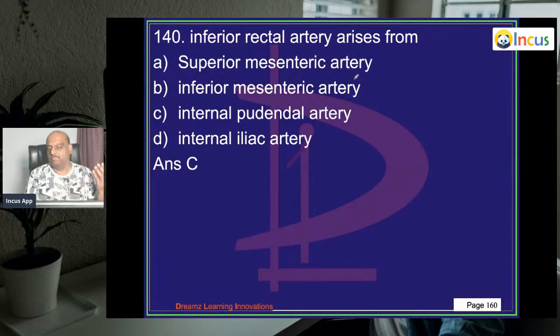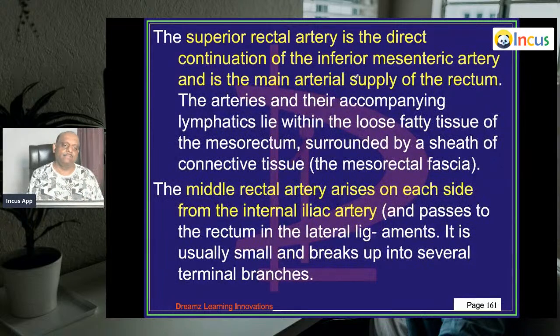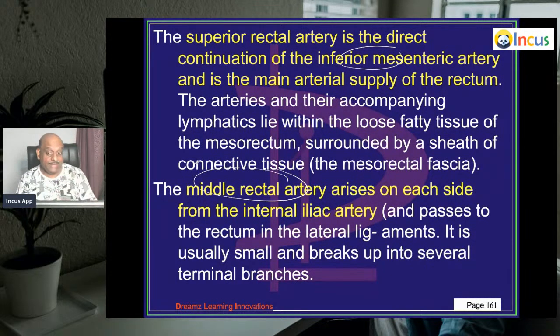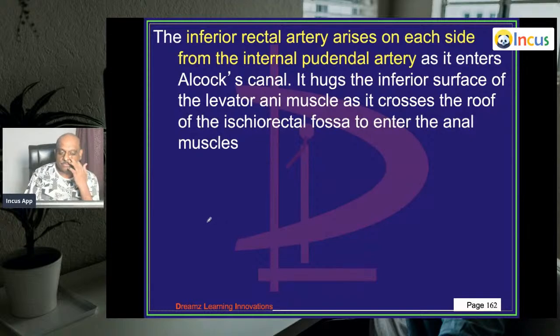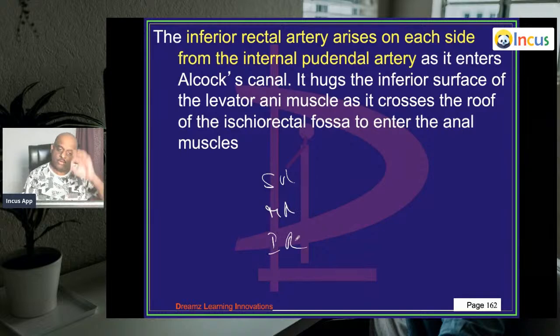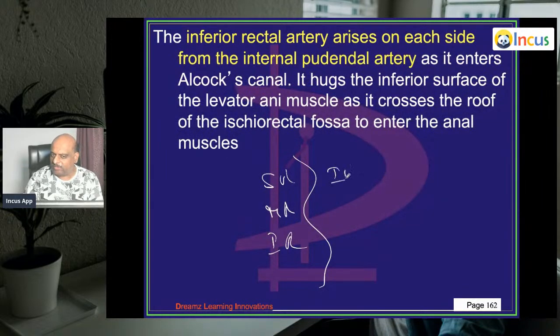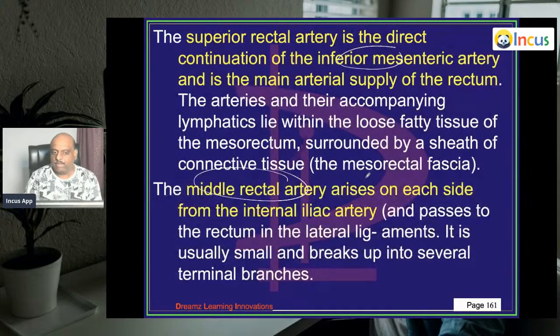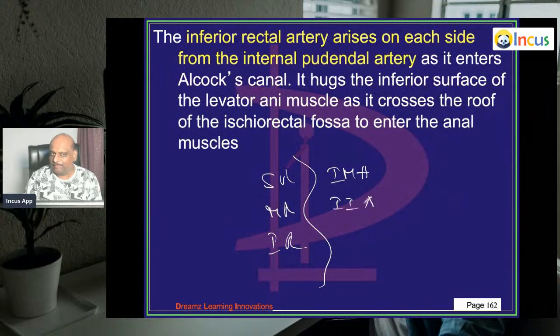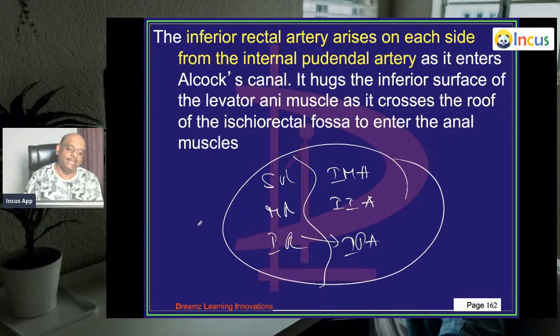Inferior rectal artery is a branch of internal pudendal artery. Superior rectal artery is a continuation of inferior mesenteric artery. Middle rectal artery is from the internal iliac artery. So superior rectal, middle rectal, inferior rectal, they three are from three different vessels. Superior rectal artery is from the inferior mesenteric artery, middle rectal artery is from the internal iliac artery, inferior rectal artery comes from the internal pudendal artery. Favorite MCQ of the examiner.